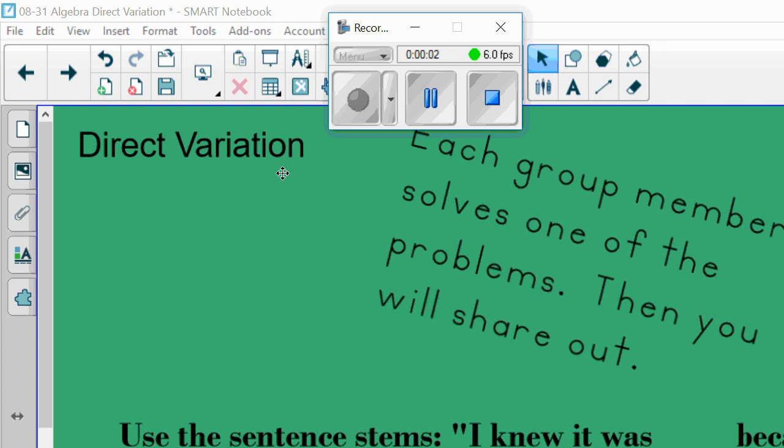Okay, so today's goal is I will write a direct variation equation and use it to solve problems. Your homework is the puzzle page that you picked up, but if you flip to the other side of that puzzle page, the white one, there's a side that's a puzzle, and then there's another side that says round robin. Direct variation round robin. Okay?